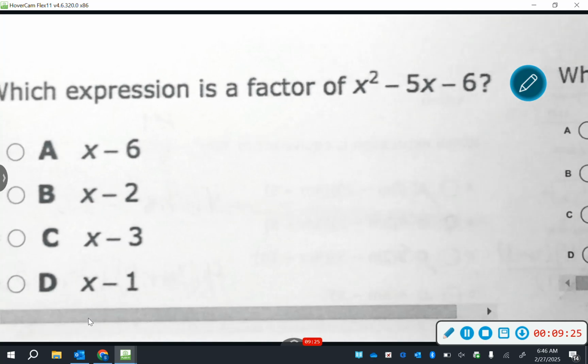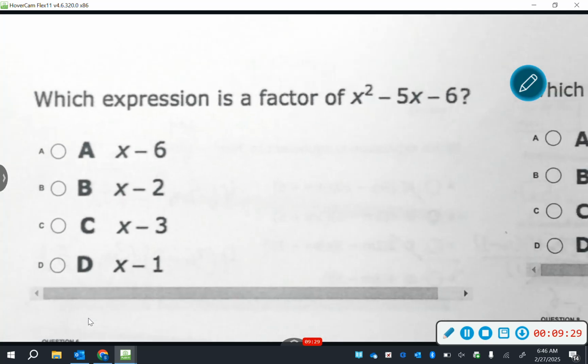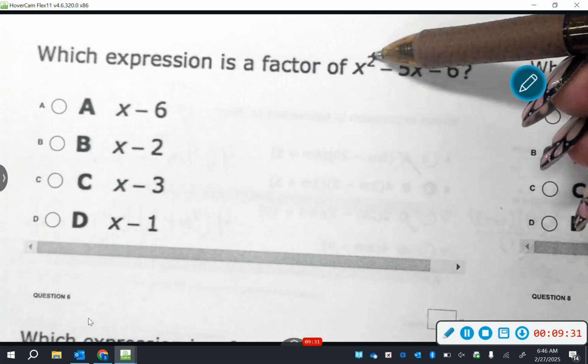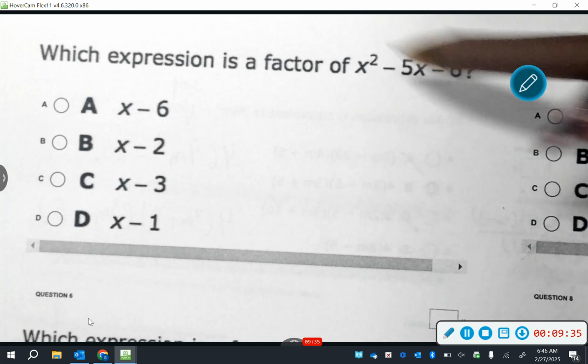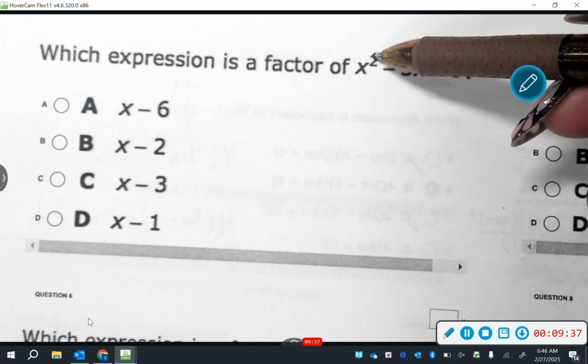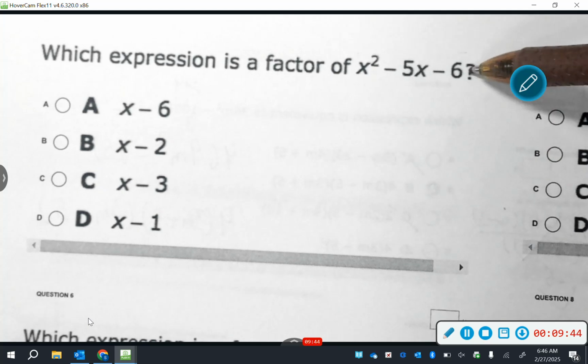Okay. Flip. This one gave us which expression is a factor of x squared minus 5x minus 6. First thing I'm going to do is check for dots. It's not dots. It's not 2 parts. Is it PST? X squared is a perfect square because it's x times x, or if you want to put your invisible 1, 1 times 1. 6 is not a perfect square.